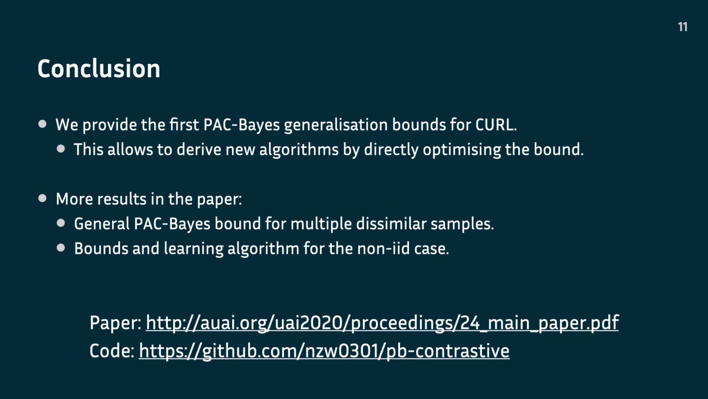I summarize this talk. We provide the first PAC-Bayesian generalization error bound for CURL. This analysis allows us to derive new algorithms by directly minimizing the bound. In our paper, we also show a more general PAC-Bayesian bound for multiple dissimilar samples. In addition, we also show a PAC-Bayesian bound and its minimization algorithm for the non-IID setting.